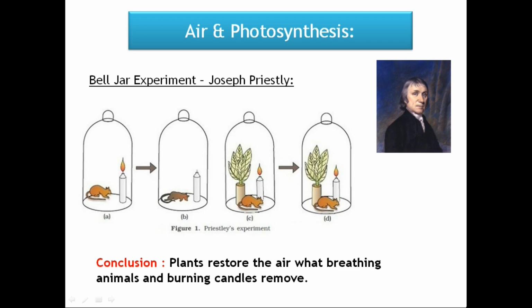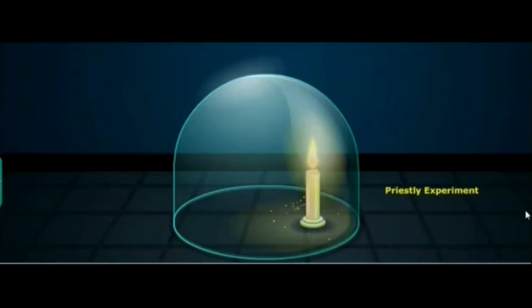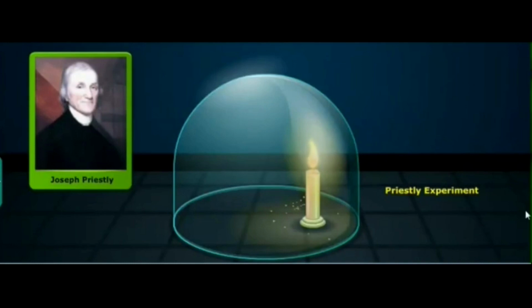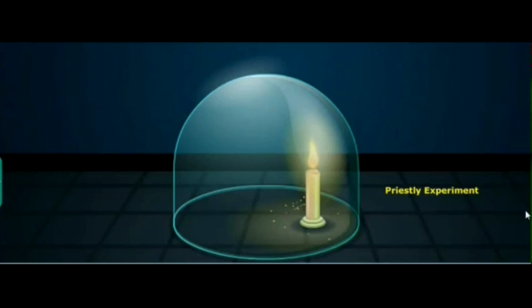Now, let us see how it is done in the laboratory. Joseph Priestley, who discovered oxygen in 1774, performed a series of experiments to reveal the essential role of air in the growth of green plants. He observed that when a burning candle is enclosed in a bell jar, the flame of the candle is gradually put off.